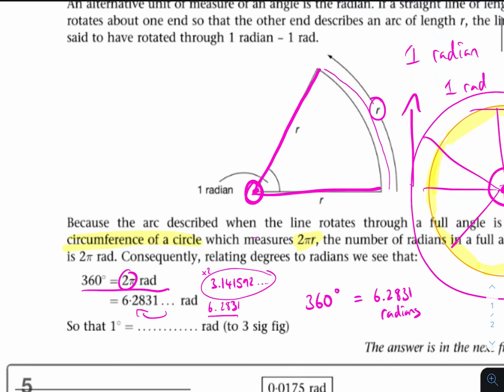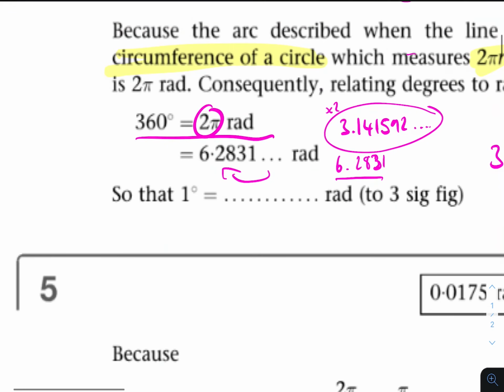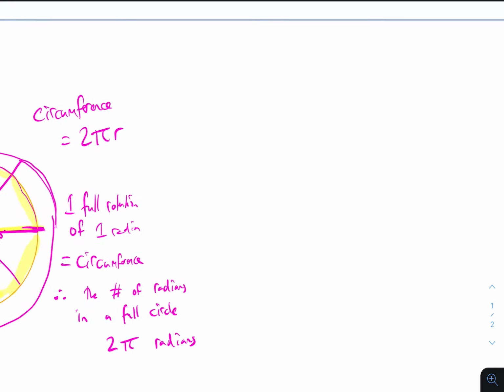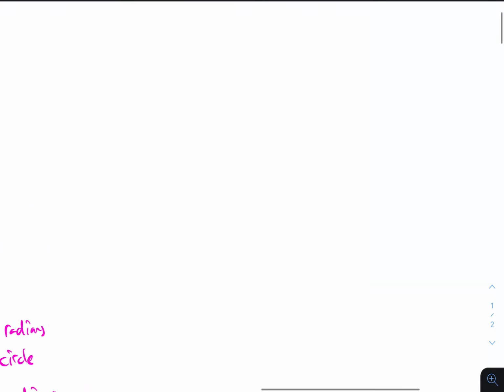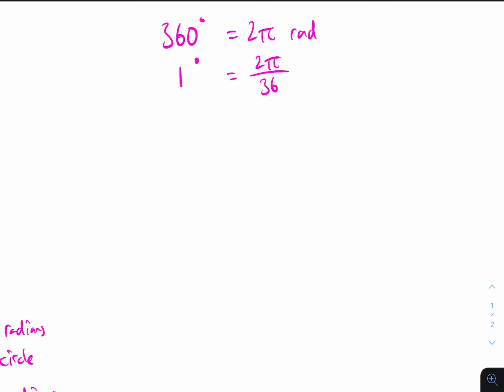Cool. So now what it's asking us to do is it's saying to us 1 degree is equal to how many radians? So to work that out is fairly simple. So we have to remember that 360 degrees is equal to 2 pi radians. So 1 degree, simple algebra, 1 degree is equal to what? 2 pi divided by 360, which you can simplify to pi divided by 180.